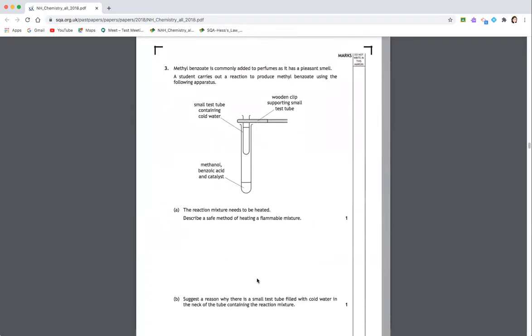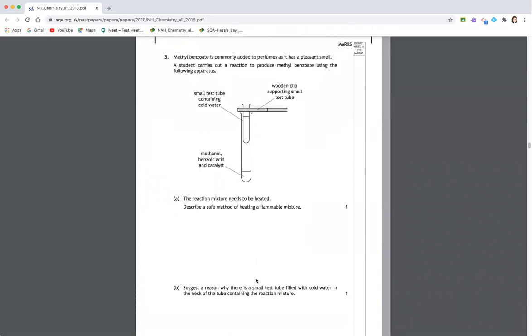So 3A, describe a safe method of heating a flammable mixture. So that could be a heating mantle or a hot water bath, never a Bunsen for something that's flammable. And then B, suggest why there's a small test tube filled with cold water. So that would be to act as a condenser.